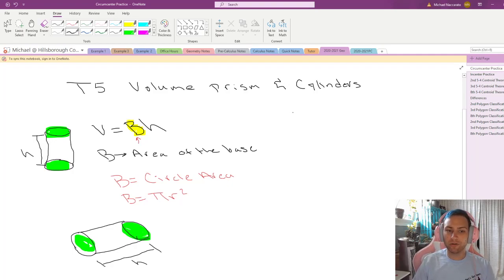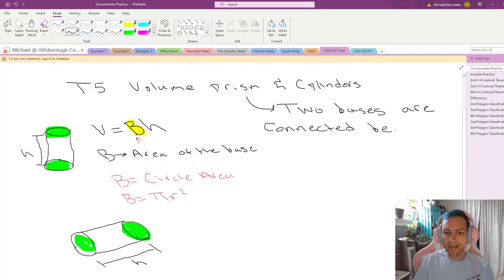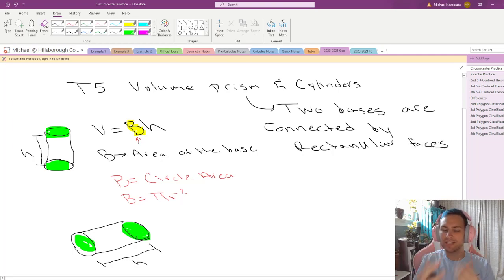Prisms get a little bit more difficult. A prism is whenever two bases are connected by rectangular faces. The faces are going to be the outside parts.